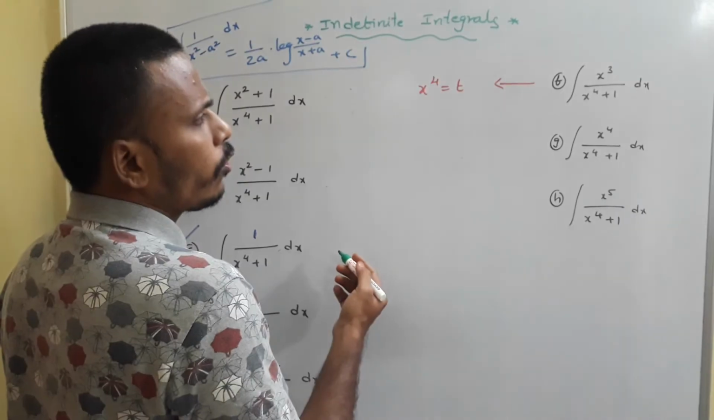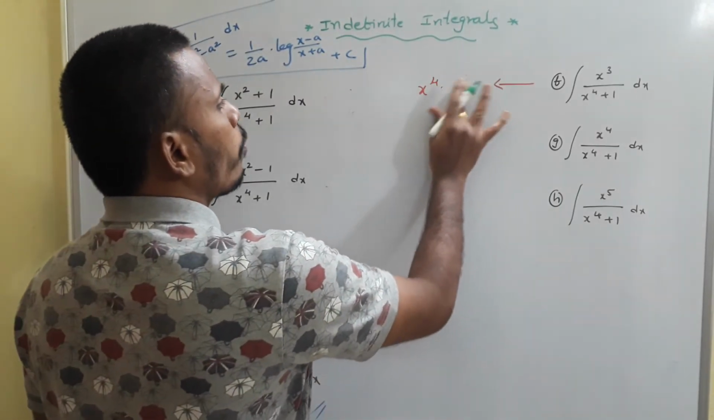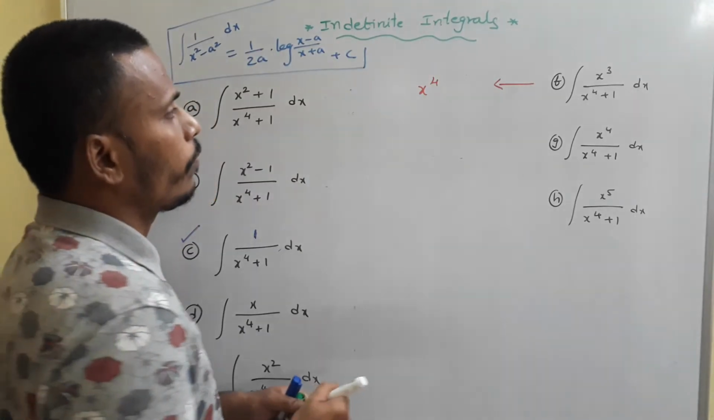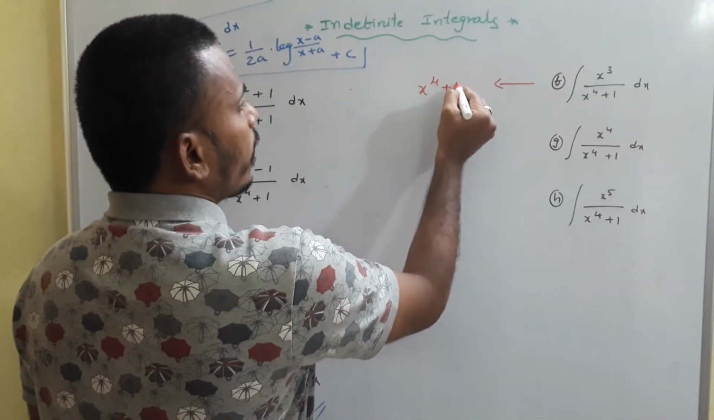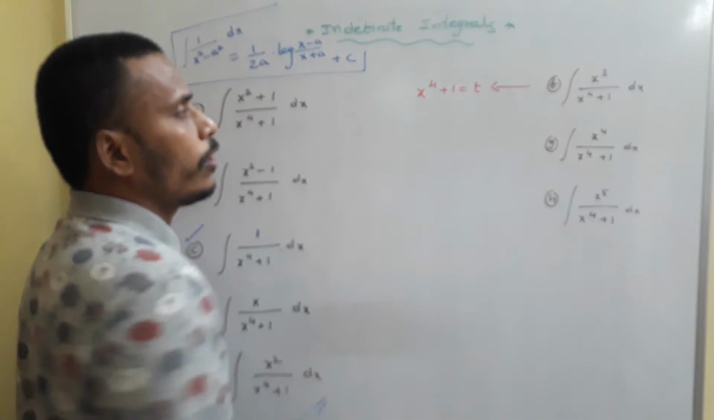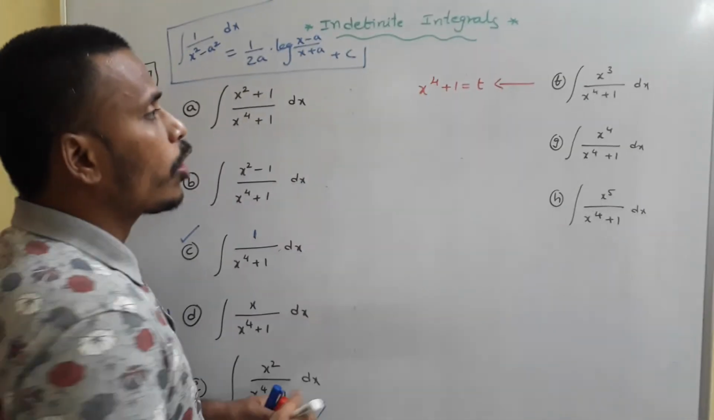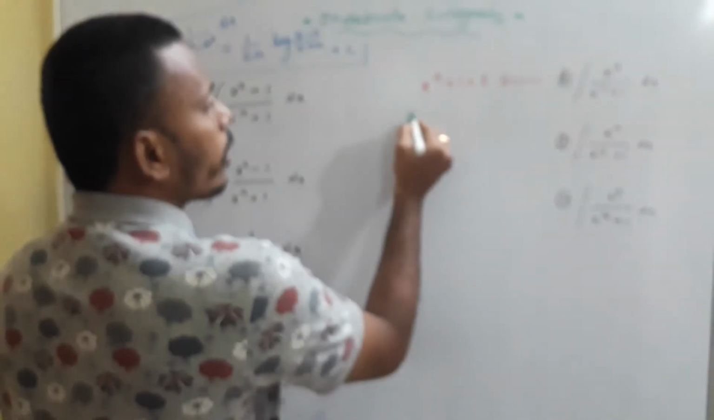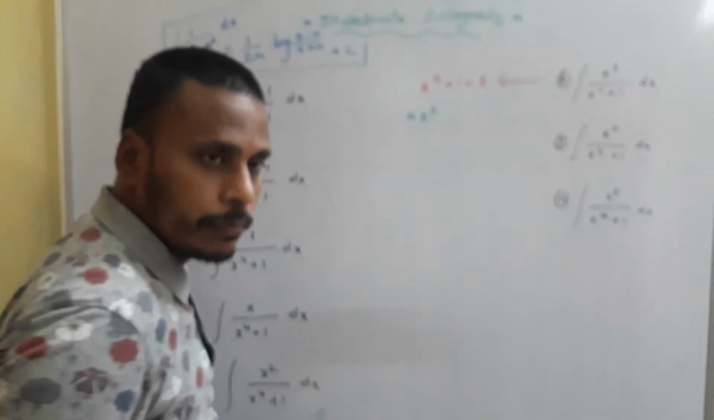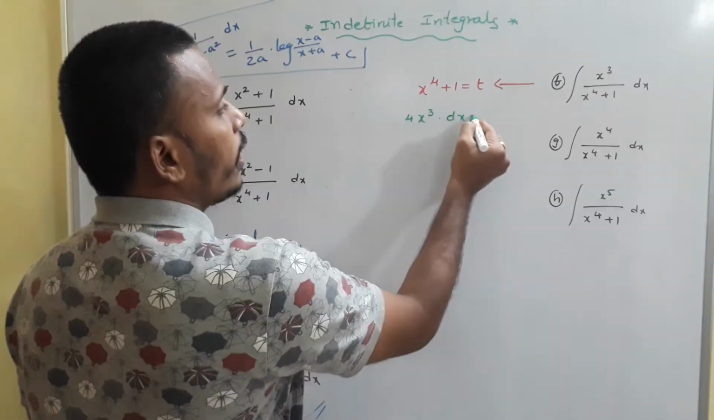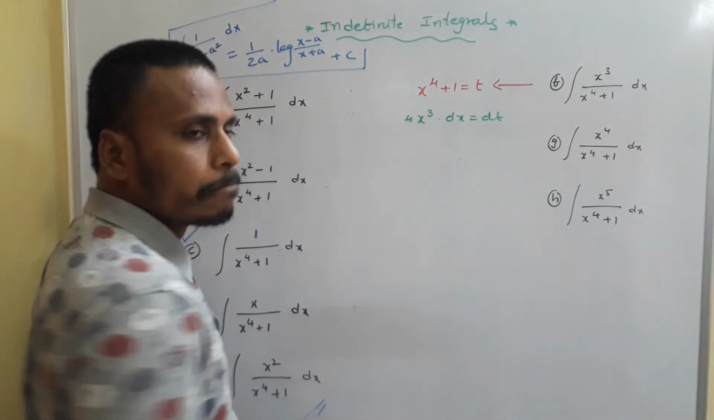Not only x power 4, you may take x power 4 plus 1 also, no problem. Why? Because 1 is a constant, its derivative is just 0, and that's why you just take x power 4 plus 1 is equals to t. Complete denominator as t. If you take the denominator as t, derivative of x power 4 is 4x cube, and for 1 its derivative is 0, so 4x cube dx is equals to dt.